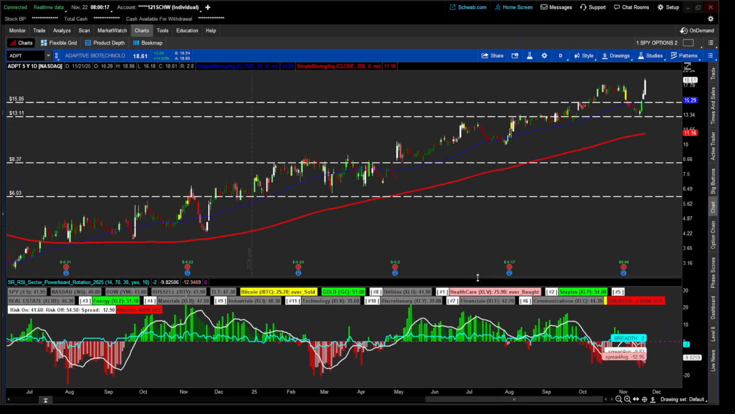I'm looking for RSIs. If you're a big proponent of RSI, then this would be a great indicator for you when determining what stocks you want to go look for, what sectors you want to look for those stocks in.